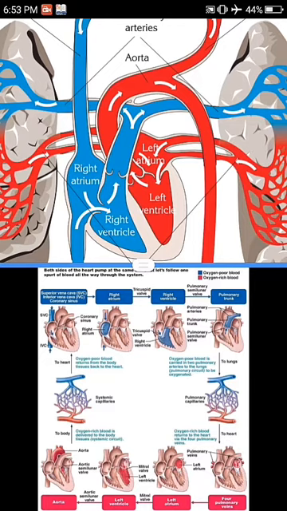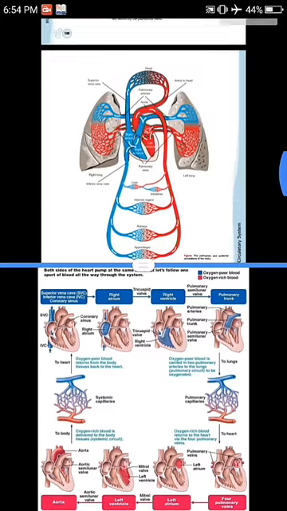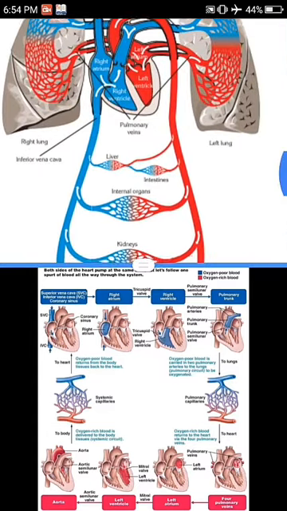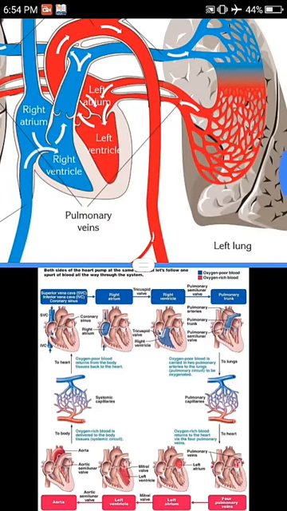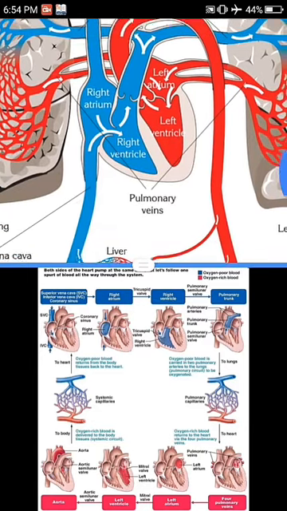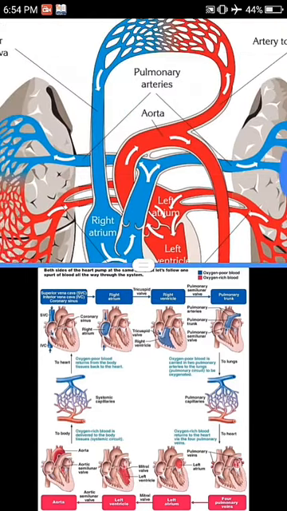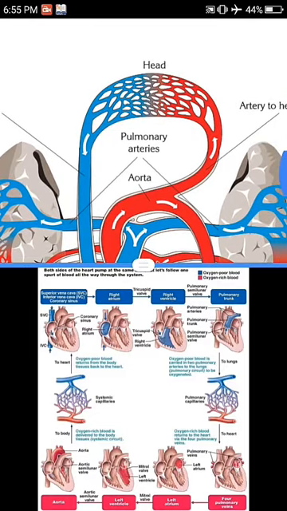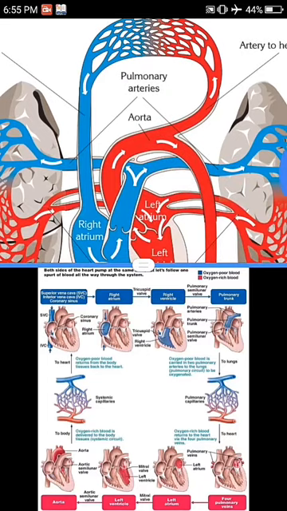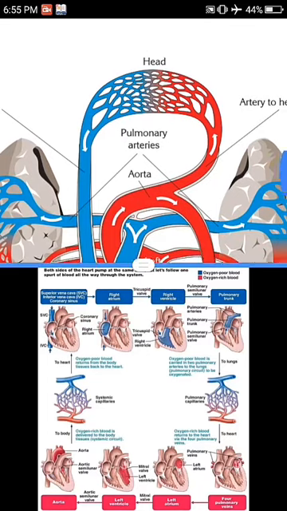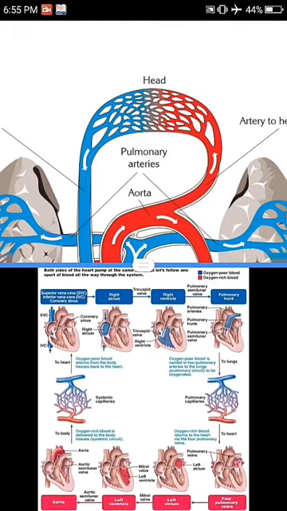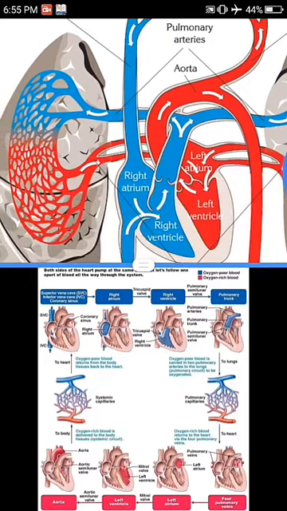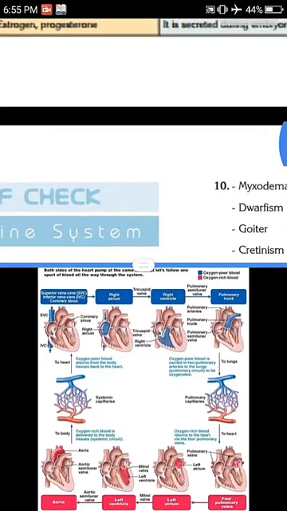After reaching the left ventricle, the blood flows in this way to the tissues of the body, going to different parts and different organs, such as some blood traveling to the head.